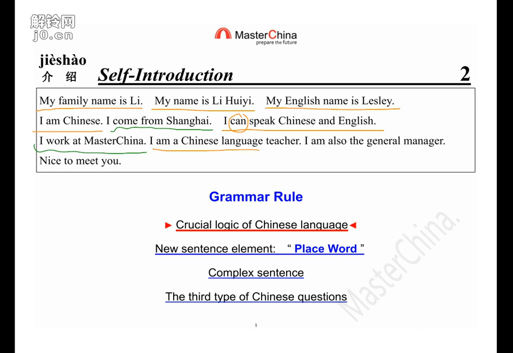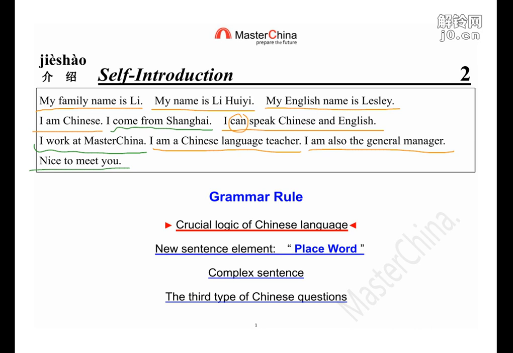我是中文老师。So, if I introduce something, I must use 是。我也是总经理。So, last sentence I introduce my job, and this one I introduce my business title. Nice to meet you. This is today's work. So today we will have 3 new expressions to learn.